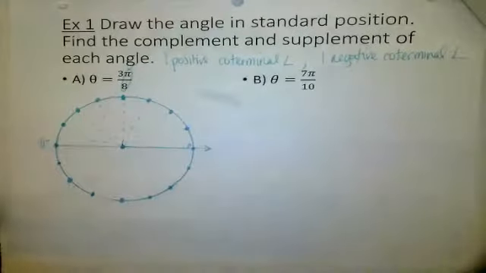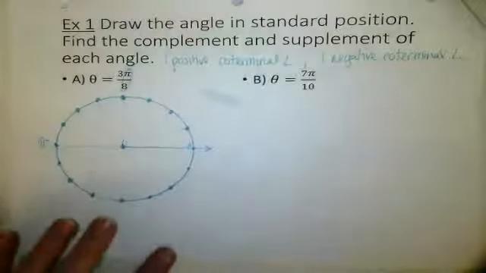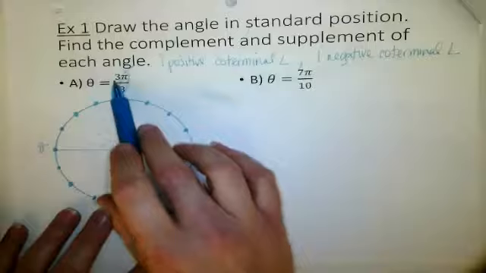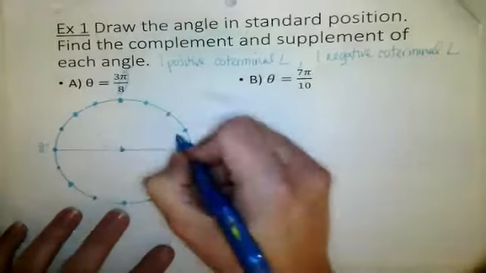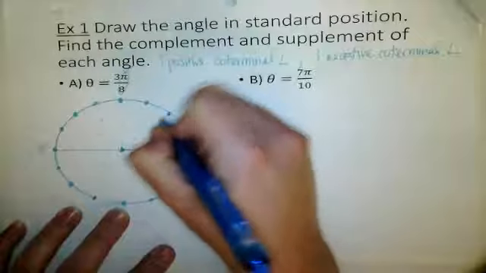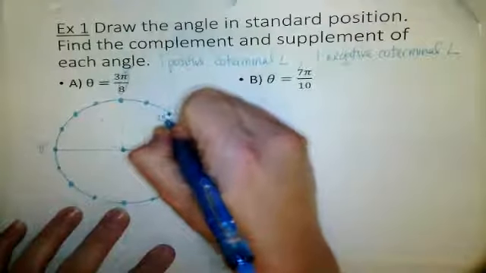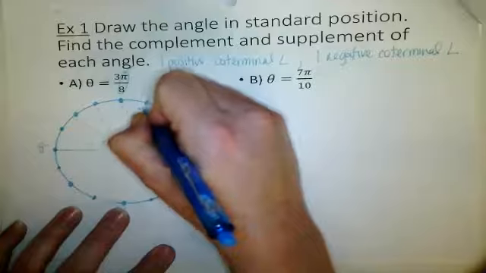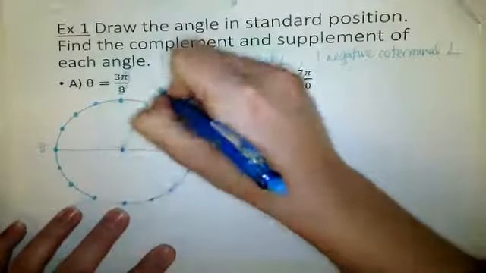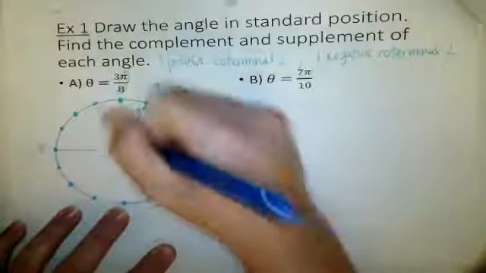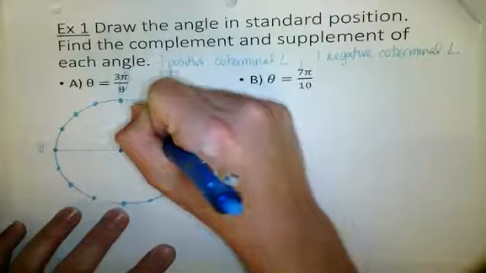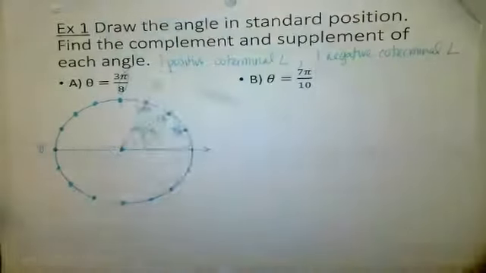Okay. All right. How many of those wedges do we want? 3. We want 3 pi over 8. This first one is 1 pi over 8. What's the second one? 2 pi over 8. And this third is 3 pi over 8. So right there is our angle, 3 pi over 8. Right there. Okay?